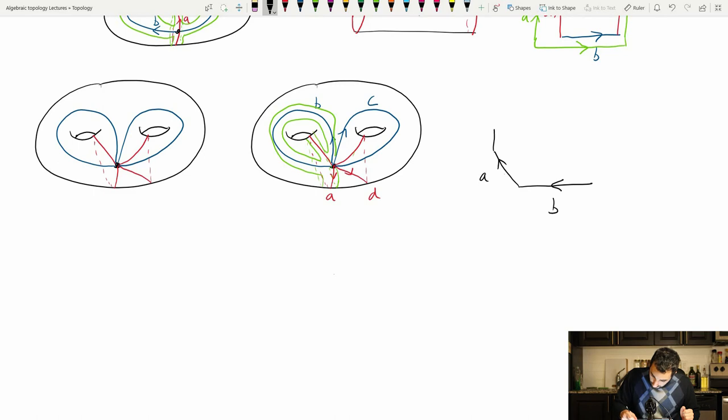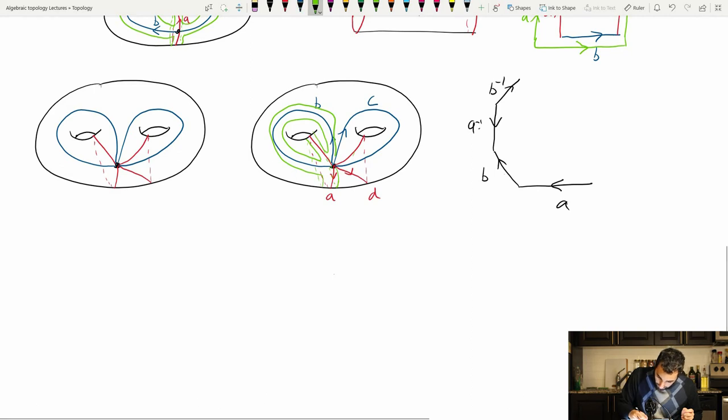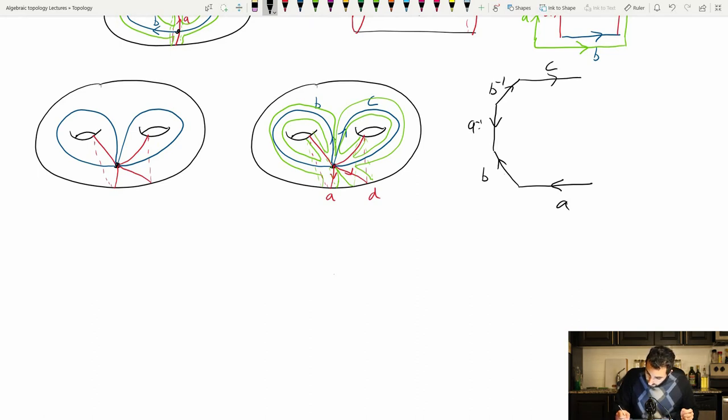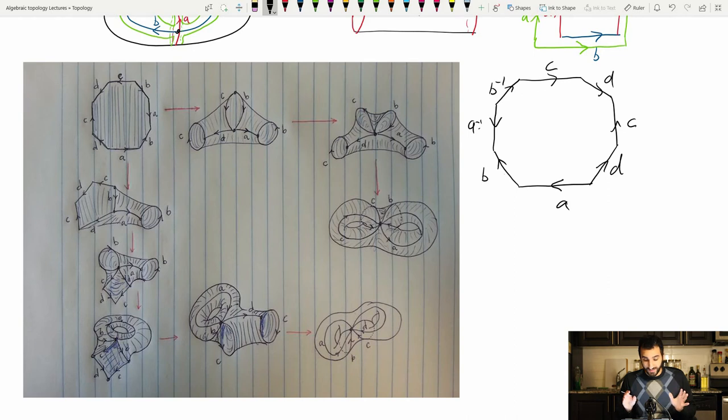So I have A. So this is A, B, and now an A inverse, and then a B inverse. And now I'll see C, D, C inverse, D inverse, and then I'm back where I started. So it fills out an octagon. C, D, and then C inverse, and finally D inverse. And so if I take this octagon and glue it all up, I get this genus 2 surface. So here's a brief picture I took off of Math Stack Exchange. If it doesn't make sense, that's totally fine, but here's what that would look like.